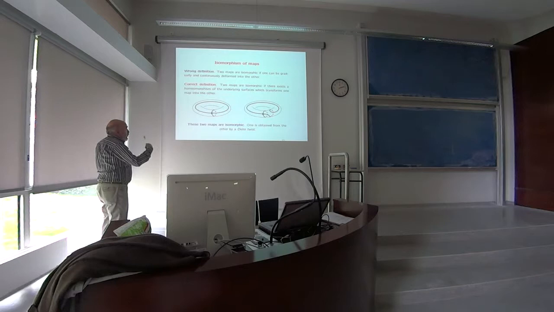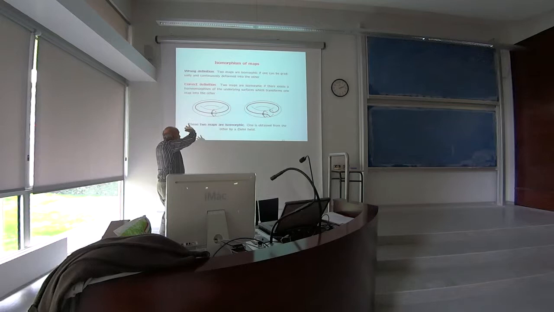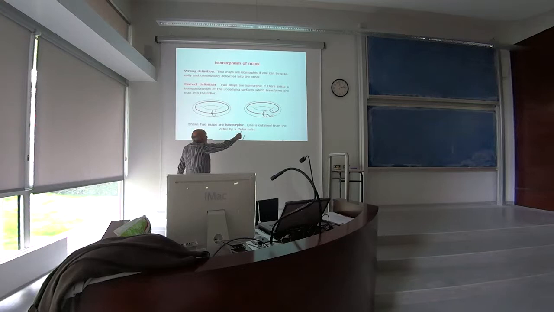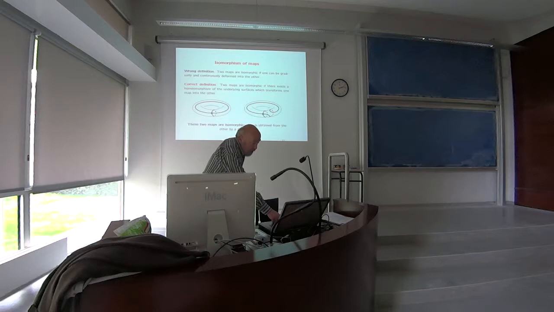So if we cut a torus along this circle, turn one part by 360 degrees and glue them together, we obtain this picture, and these two maps are isomorphic. They are obtained one from the other by a homeomorphism of the torus, which is represented as one Dehn twist in this particular case.